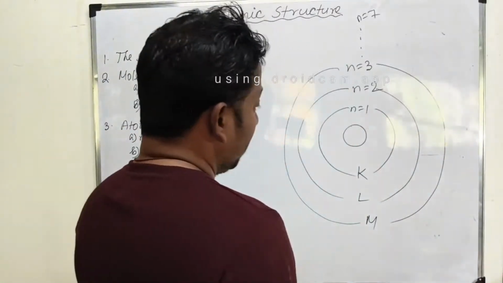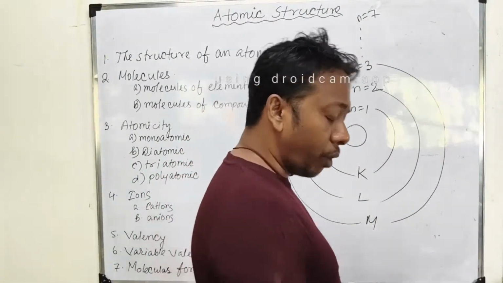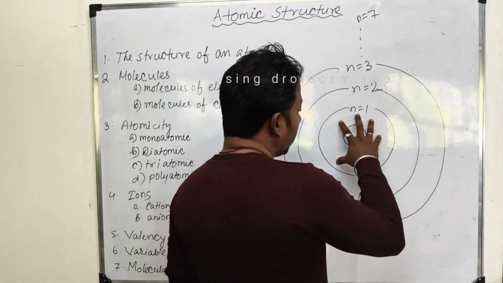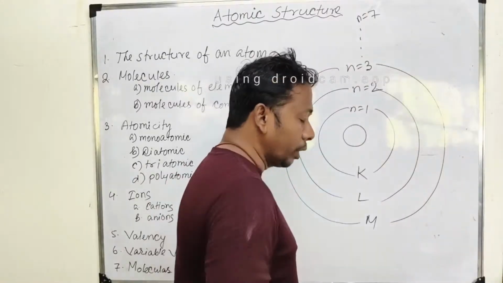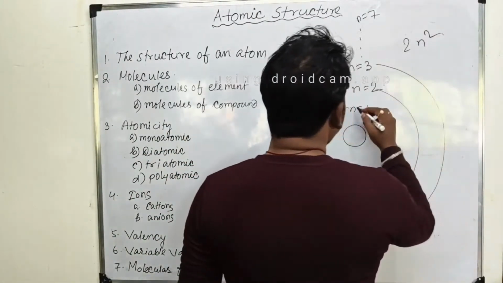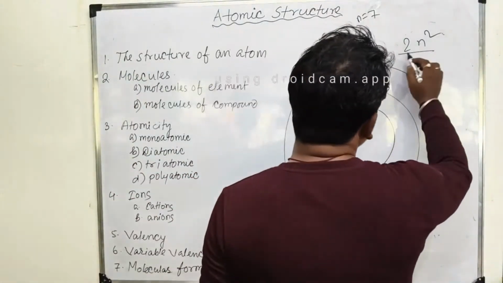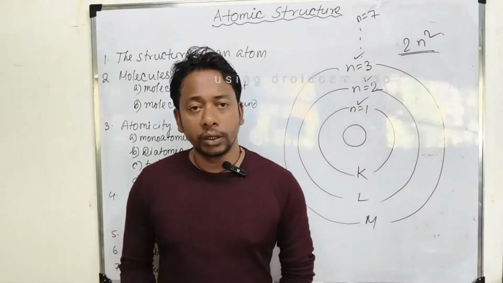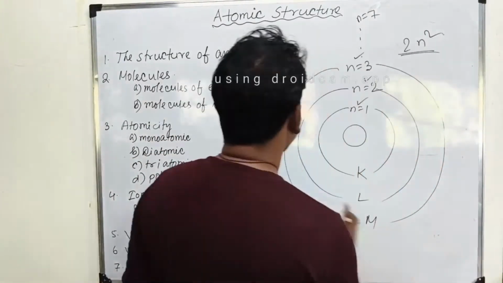In these shells, K shell, L shell, M shell, there are formulas. We apply this formula to find how many electrons the K shell contains, how many the L shell contains, and the M shell and so on. The basic formula is 2n square, where n means the shell number. Applying this formula, we can easily find how many electrons each shell can hold.